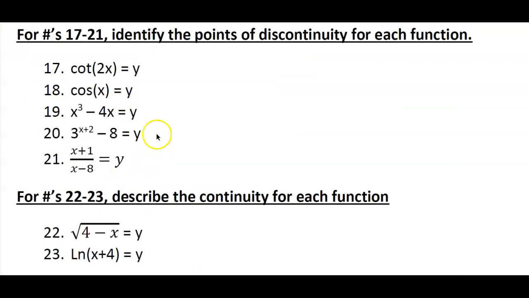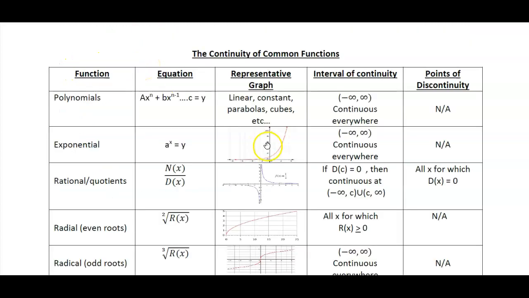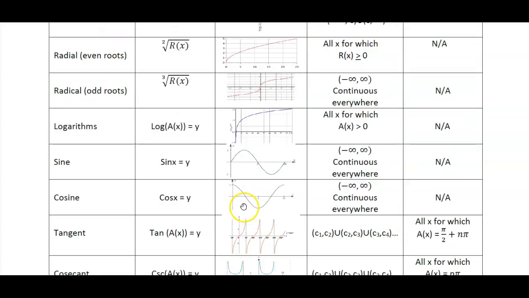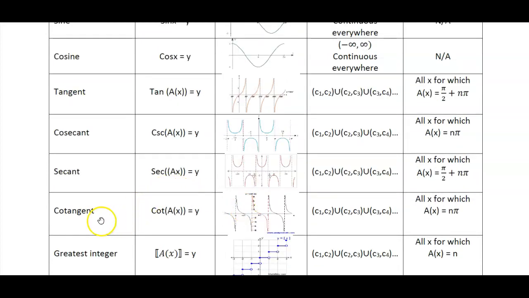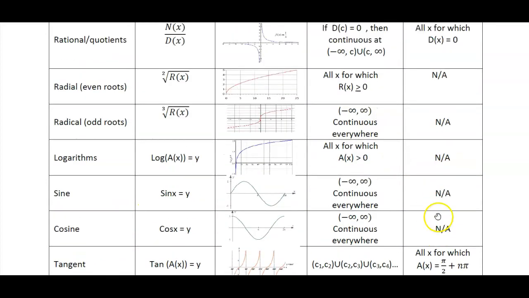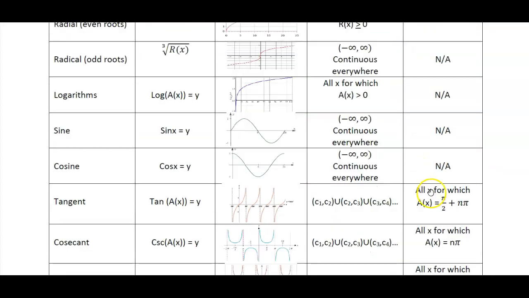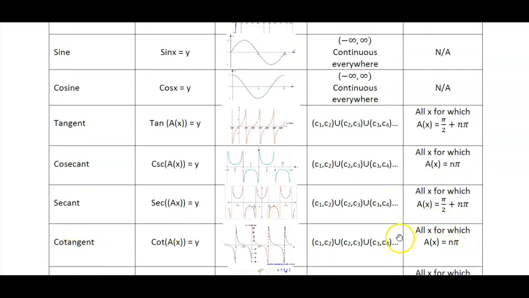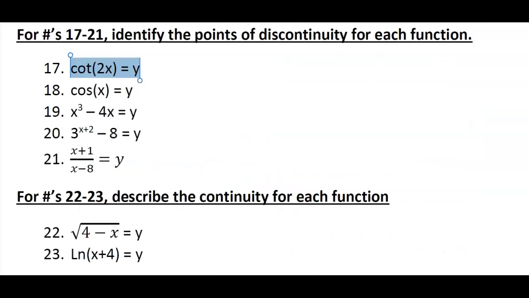All right, so the first one we're being asked, identify the points of discontinuity for each function. So the first thing you got to do is look at the function. Here we're dealing with a cotangent function. So I'm going to go to my little sheet here of continuity of common functions. I'm going to find cotangent. It's right here. And where is cotangent discontinuous? That would be the last column here. So for cotangent, it's discontinuous for all x for which a of x, the argument, the part inside parentheses, is equal to n pi.